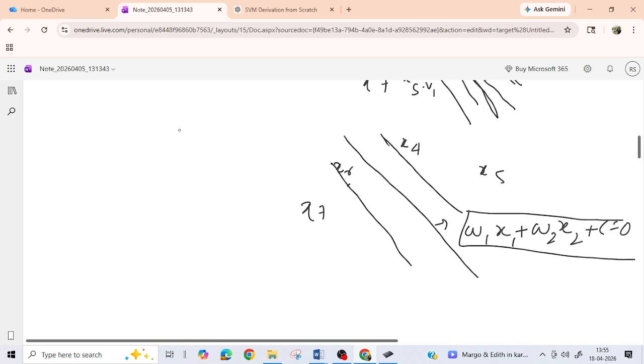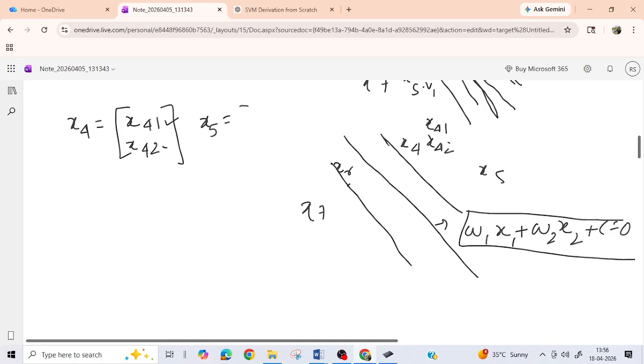And these points are not just one specific number, it is x41, x42. Let me write it like this. x4 is nothing but, again, we are talking in vector dimension, so this is x41 and x42. One is the point in the x direction, the other in the y direction. Similarly, x5 is nothing but x51 and x52, and so forth.